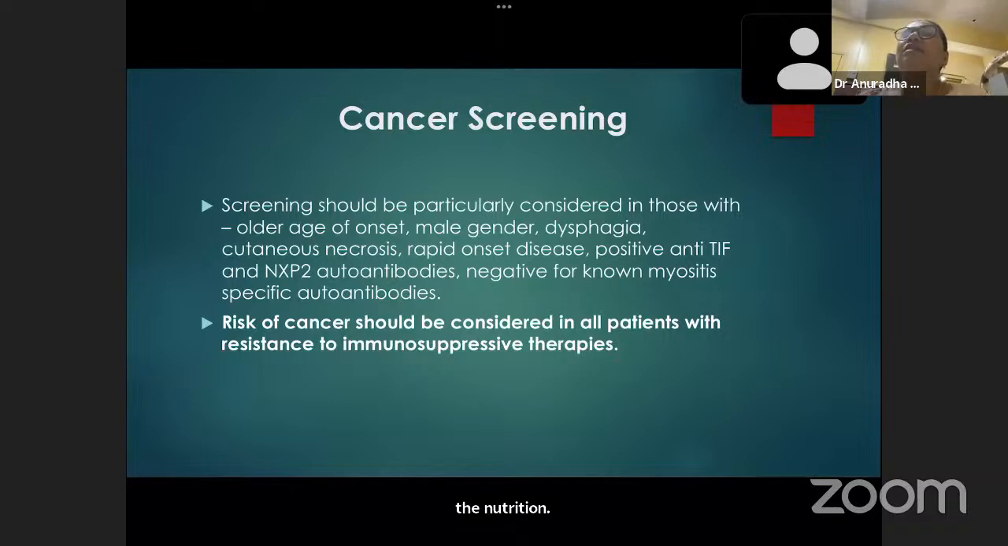Screening should always be particularly considered in those with older age of onset, male gender, dysphagia, cutaneous necrosis, rapid onset disease, positive anti-TIF1 and NXP2 autoantibodies, and negative for known myositis-specific autoantibodies. The risk of cancer should always be considered in all patients with resistance to immunosuppressive therapies.